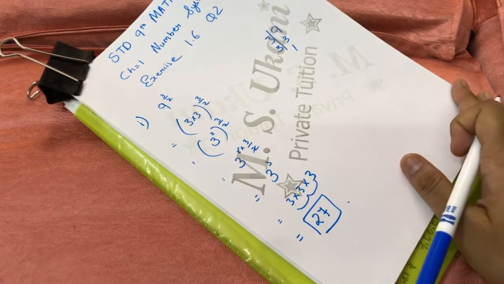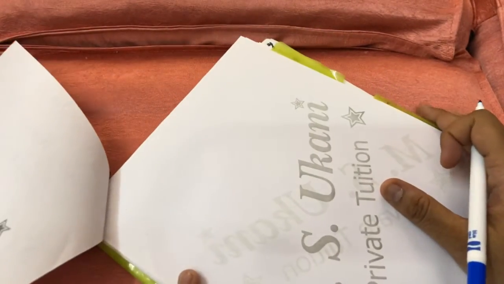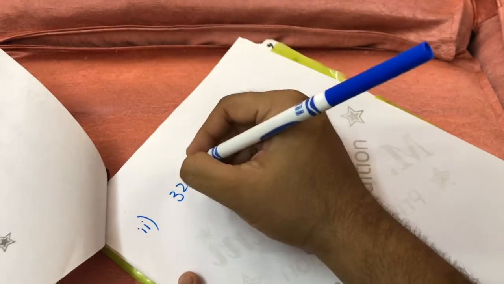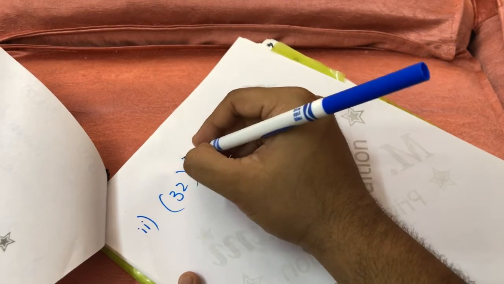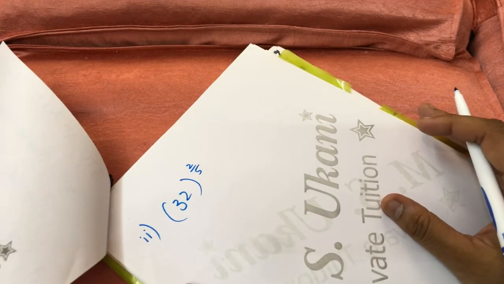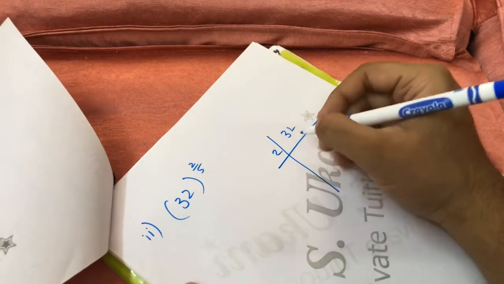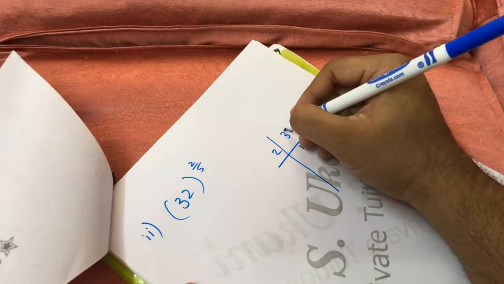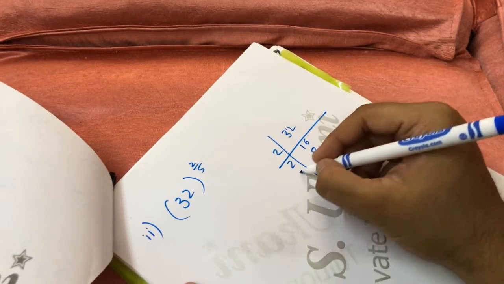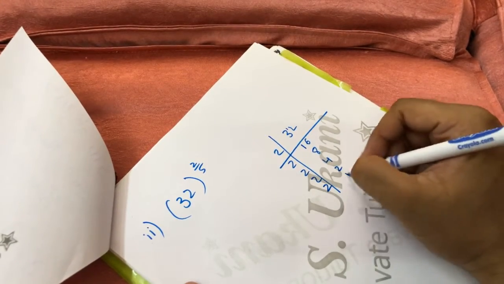Okay, so let us move to the second one, that is 32 raised to power 2 upon 5. So first of all we will take out the prime factor of 32, that is 2 1s are 2, 1 will carry over, 2 6s are 12, 2 8s are 16, 2 4s are 8, 2 2s are 4 and 2 1s are 2.